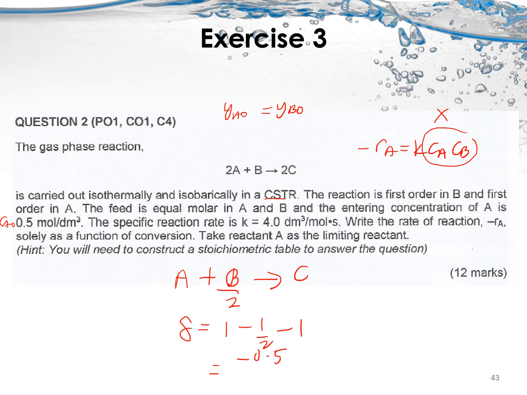After you get this, you can get the value of epsilon, which is epsilon equal to yA0 times delta. Here yA0 is 0.5, since it is equimolar. So 0.5 times minus 0.5, the value should be minus 0.25. Now you need to proceed with the stoichiometric table.